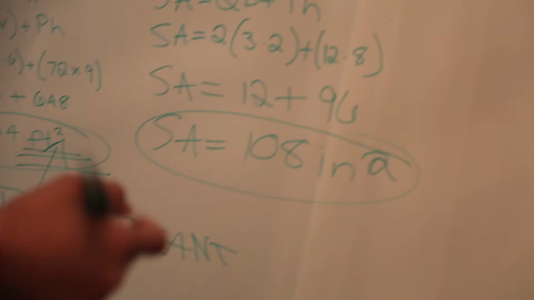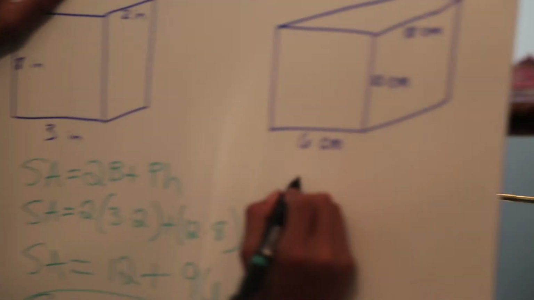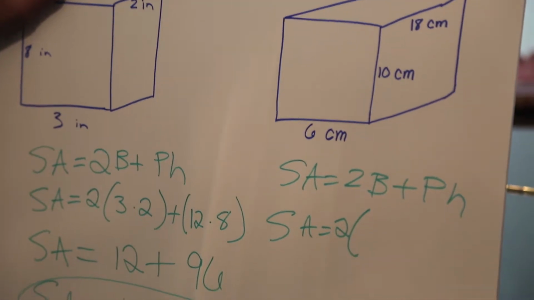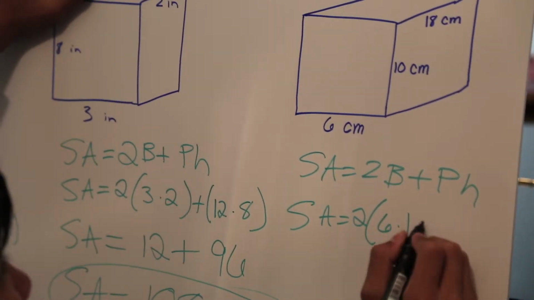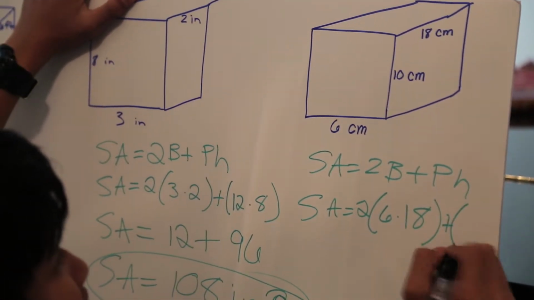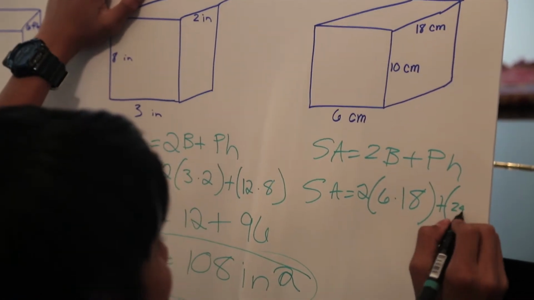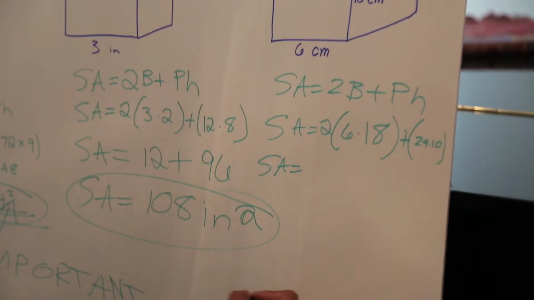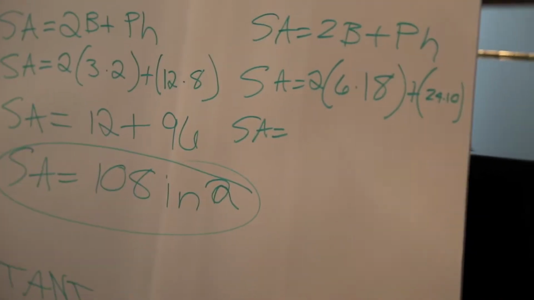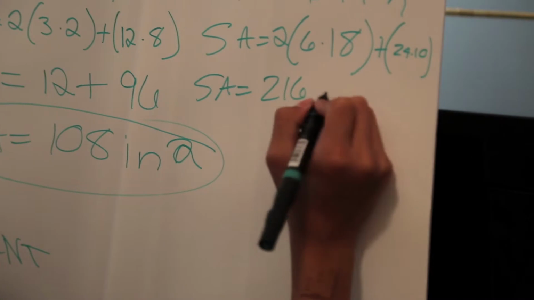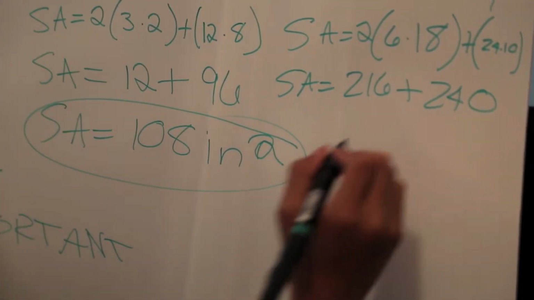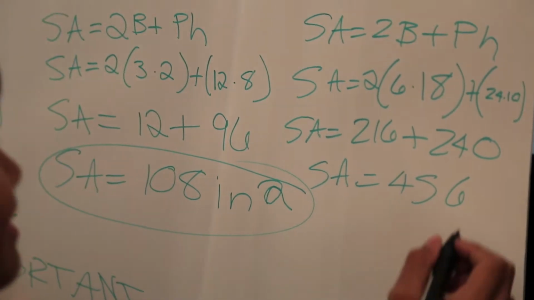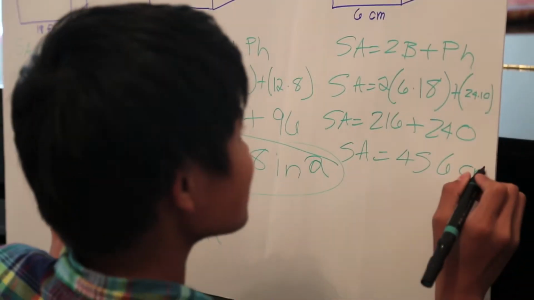So the next one is pretty simple. SA equals 2B plus PH. SA equals 2 times length, which is 6, times width, which is 18. Yeah, 18. Plus the perimeter, 6 times 4 is 24. And yes, I do know that. And times the height, which is 10. So SA equals 6 times 18 times 2 also is 216 plus 240. So that is SA equals 456 centimeters squared.